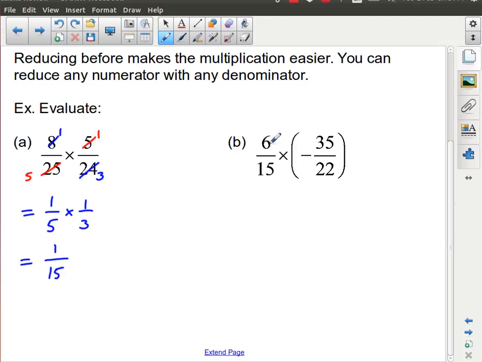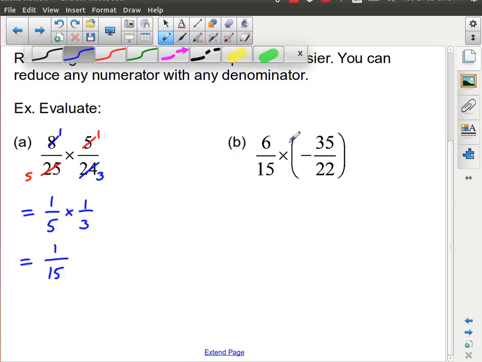Now here I have another fraction multiplied together. In this case, I have a negative improper fraction as my second fraction, but my approach is exactly the same as it was before. I remember that I can reduce any numerator with any denominator. Now 6 over 15, there's actually a reduction that can take place right away there. So I might go ahead and do this, and I'm going to warn you right now, things can get a little messy when you do this, so you want to try to be as neat as possible.